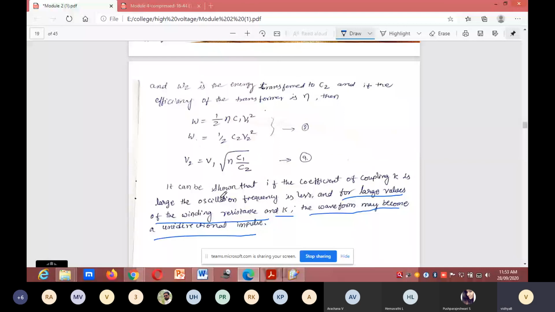In the next class we shall read about generation of impulse voltages, and different types of impulse voltages, and single stage and multi-stage impulse generators.